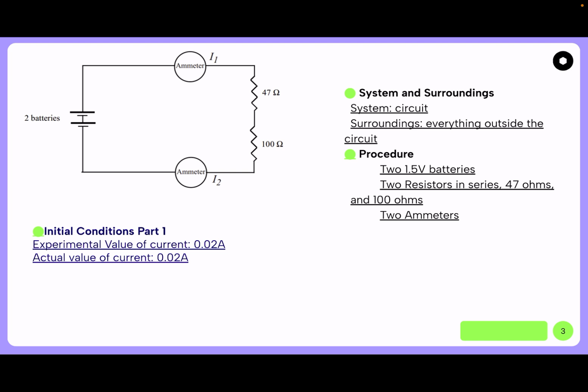So we had the setup as such with the circuit being the system. This is for part 1. The surroundings being everything outside the circuit. And for the procedure setup, we had two 1.5 volt batteries, two resistors in series with 47 ohms and then 100 ohms, and two ammeters set up in between. The initial conditions of part 1 led us to find the experimental value of the current at 0.02 amps and the actual value of current very accurately at 0.02 amps.